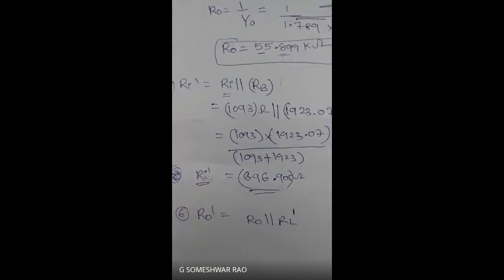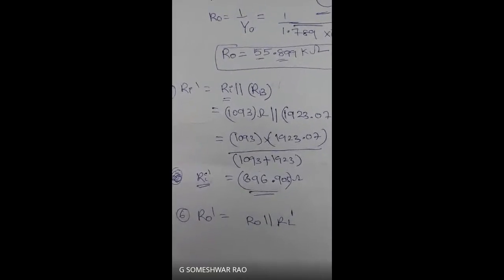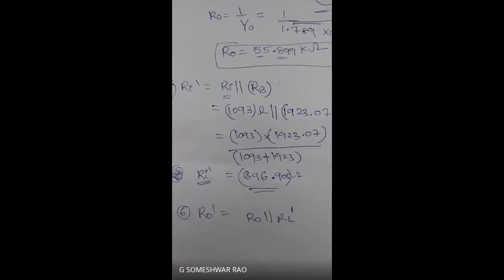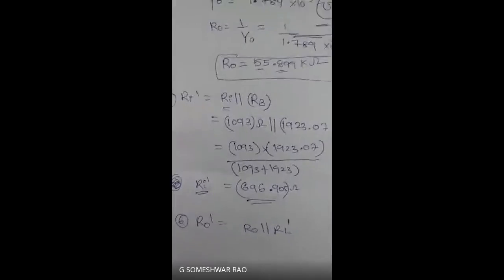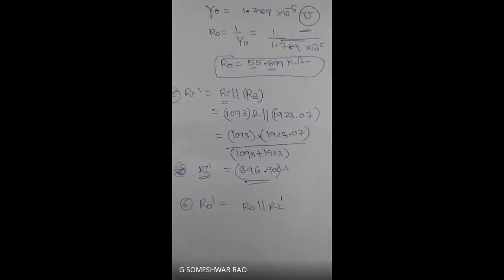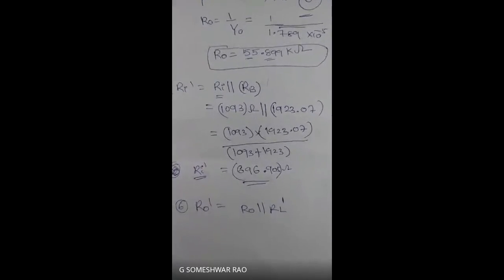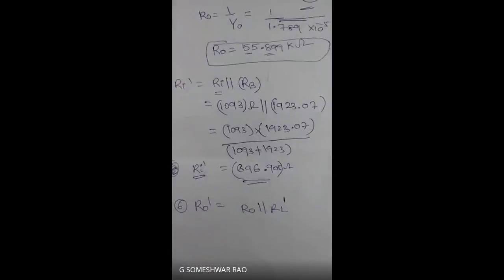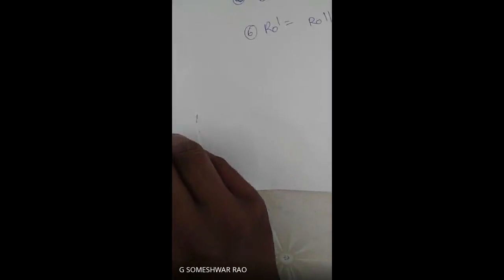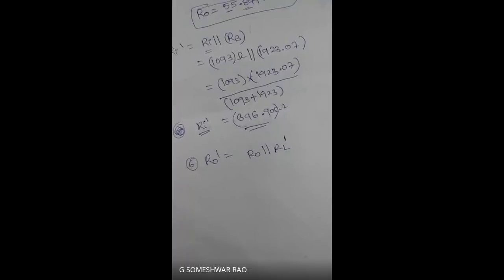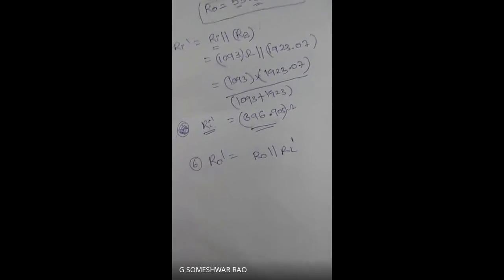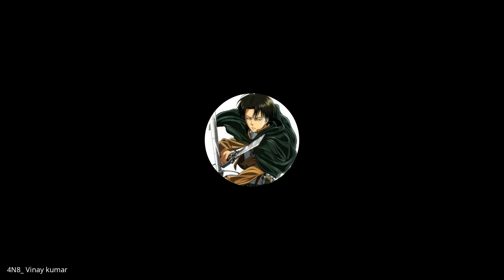Is that formula correct? R naught dash is equal to R naught in parallel to RL dash. Formula correct or wrong? Correct. Very good. Solve and tell me. 50.7036.